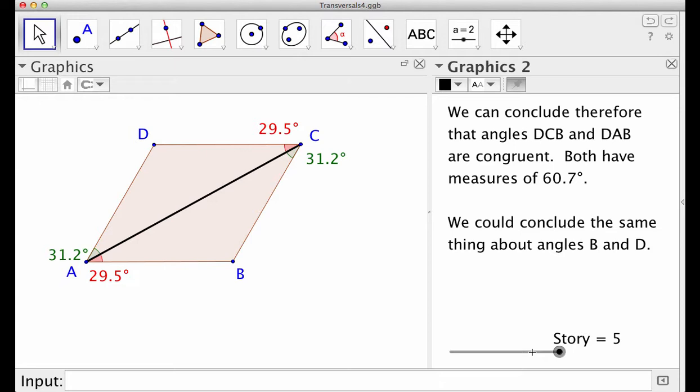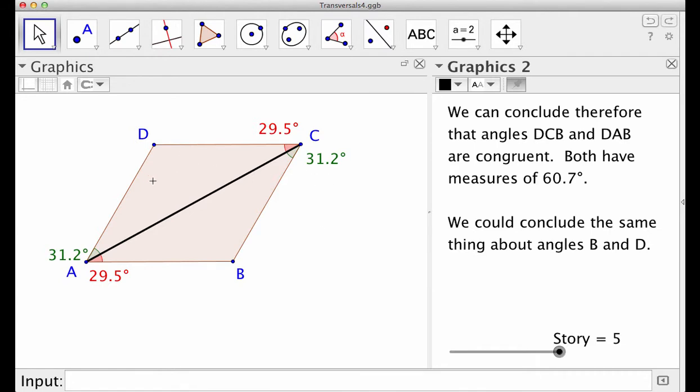And what that means in the end is that since the two red angles are congruent, the two green angles are congruent, that the larger angle here, angle DCB, the corner of the parallelogram, and the other corner of the parallelogram, angle DAB, in other words, the two angles combined, have to be congruent. They're both equal to 60.7 degrees, which is equal to 29.5 plus 31.2.